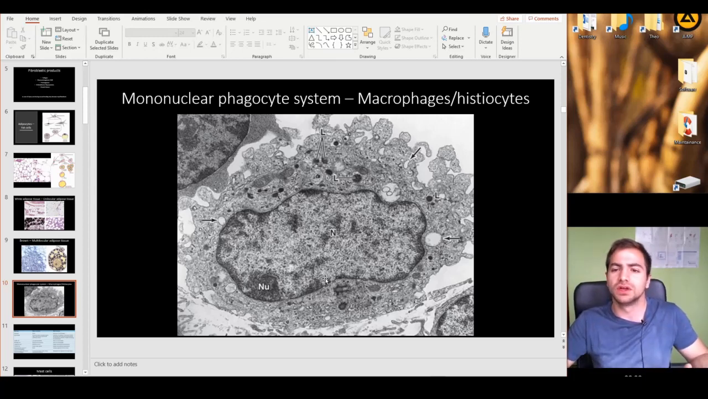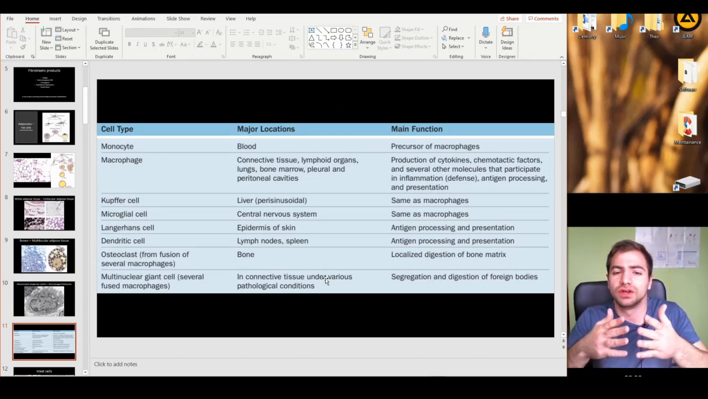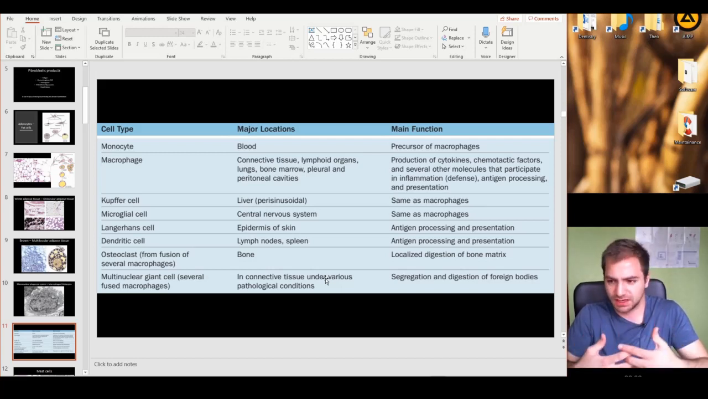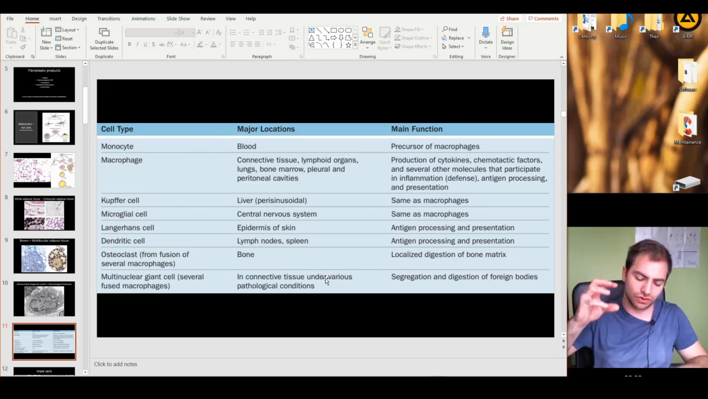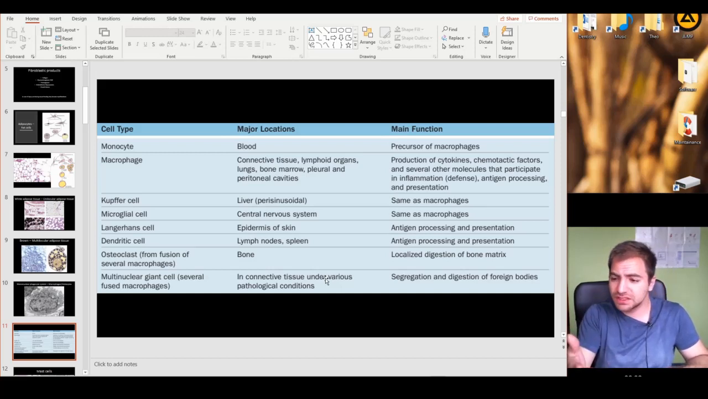Of course, there is a very nice table that can help prove the point that I'm discussing right now. It's from Junqueira. So here we find the monocyte. The monocytes are the primary cells produced in the mononuclear phagocyte system. The location of the monocyte is in the blood. As I said before, these cells are the precursor cells of macrophages. Whenever a monocyte goes from the blood, from the mainstream, to a specific tissue, then we have the procedure of diapedesis, and in this case this monocyte is going to differentiate into a macrophage.